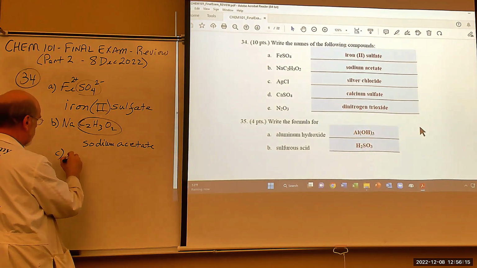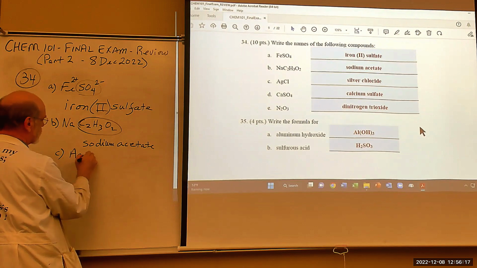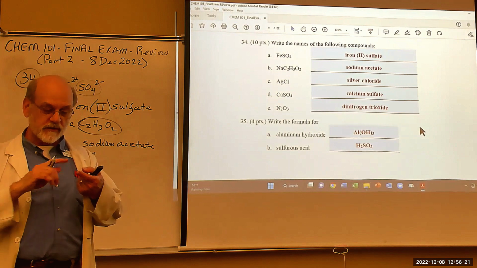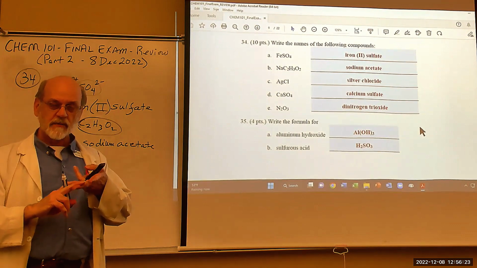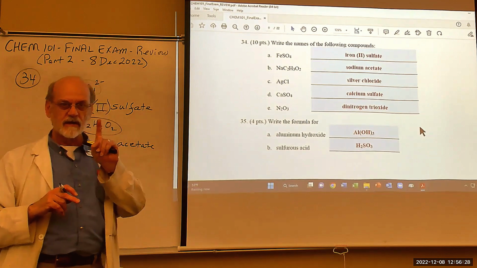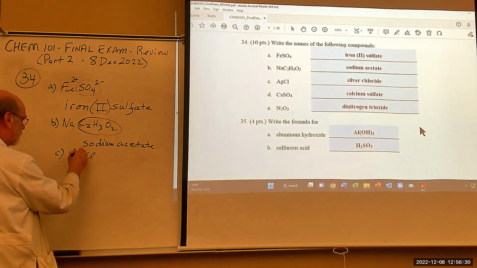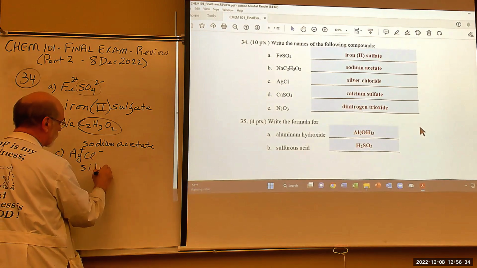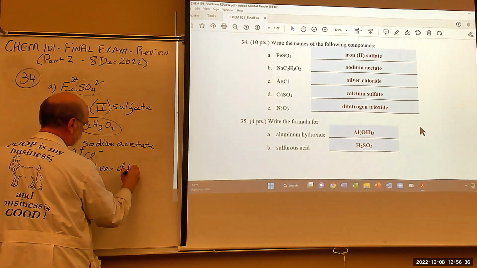How about silver chloride? I just gave the name. Silver is a metal, so it's either a 1 or a 2. But silver is one of those transition metals that can only have one charge. It's always +1. So we only have to say silver chloride.